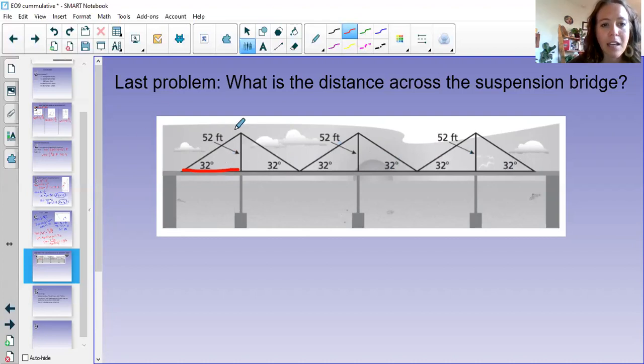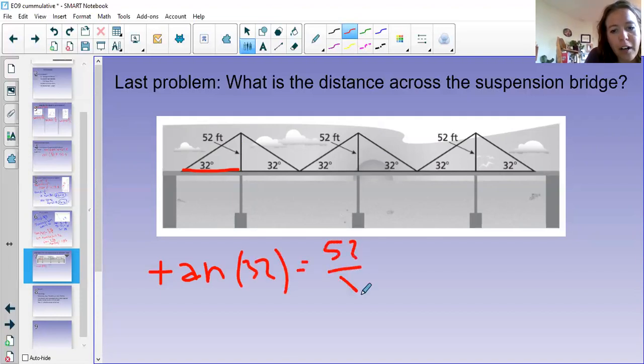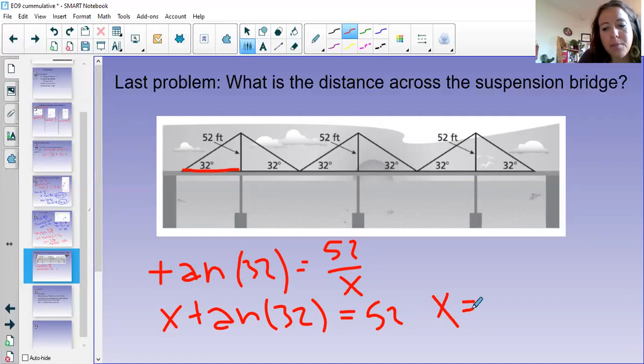If we ignore the rest and look just at this triangle, we can use our trig ratio. We've got an angle and we have the opposite side and we want to know the adjacent. So which trig function should we use? Tangent. Very good. So tangent of 32 is going to equal 52 over x. Again, multiply each side by x and divide by the tangent. So x is going to be 52 divided by tangent of 32.